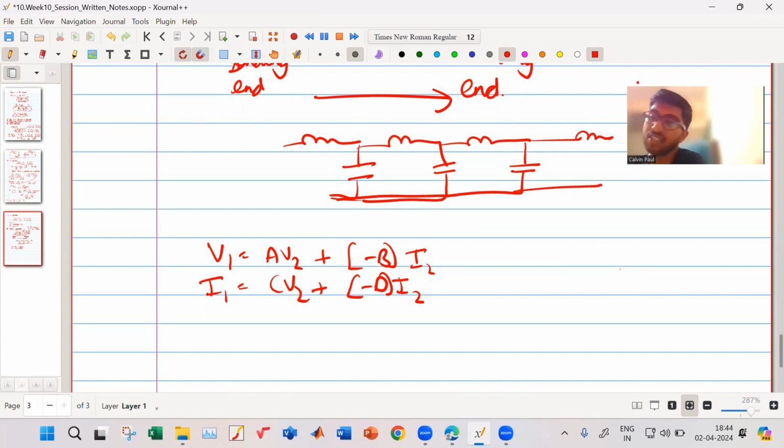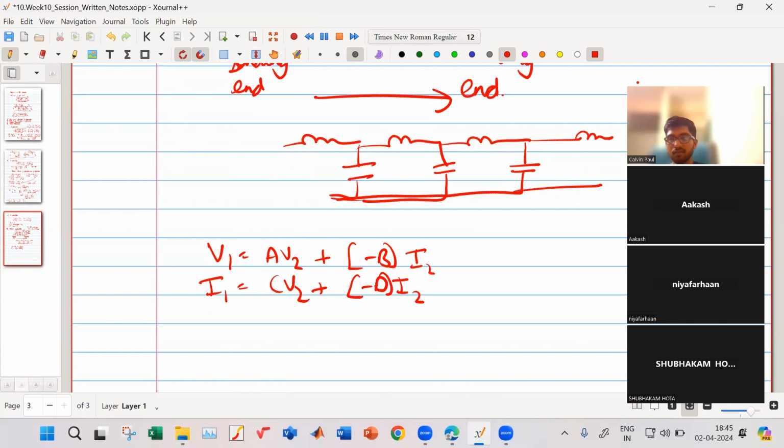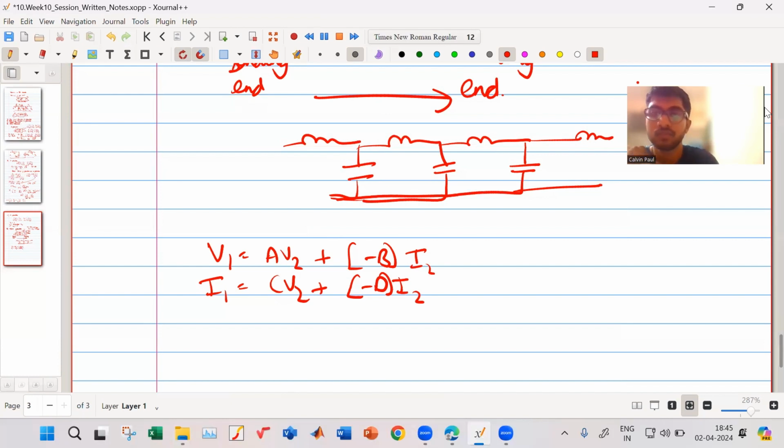Why are there so many different parameters? Why can't we just use one kind of parameter and proceed? For different kinds of systems on which we are going to perform operations. Some sets of parameters are useful when we are studying something, or when we want to represent a behavior in a particular manner. Like Z parameters will be useful if there are two port networks connected in series. If they are connected in parallel, then Y parameters are useful, and so on.